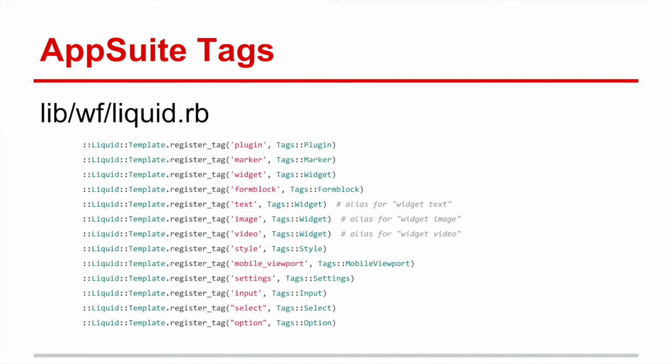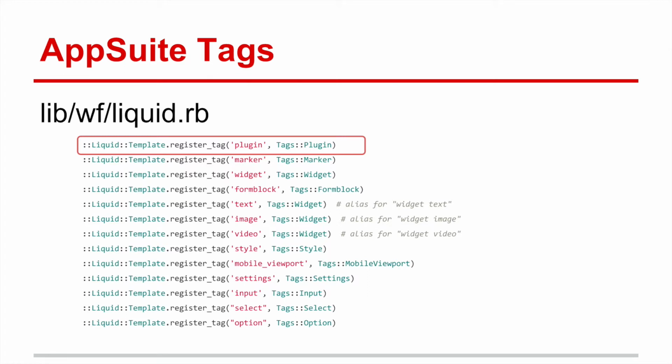You can find all of AppSuite's tags inside the libwf liquid.rb file. Near the middle there, you'll see the style tag that we just created. But at the top, you'll see one of the more important tags, the plugin tag. This is our most versatile tag because it creates different types of plugins depending on the parameters you pass to it.